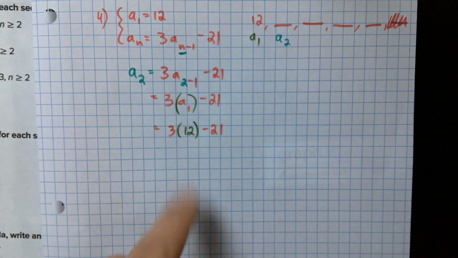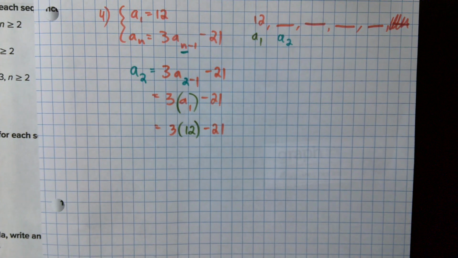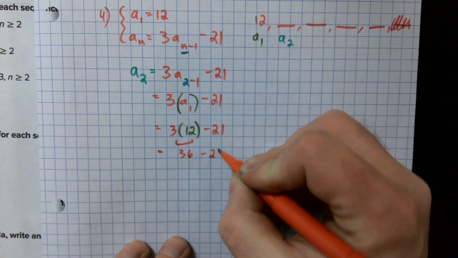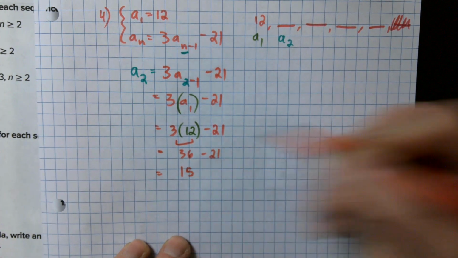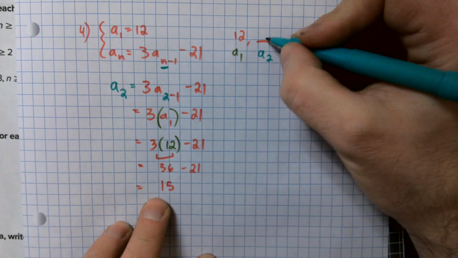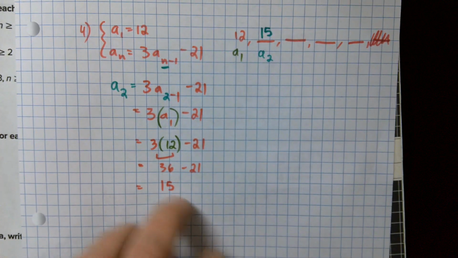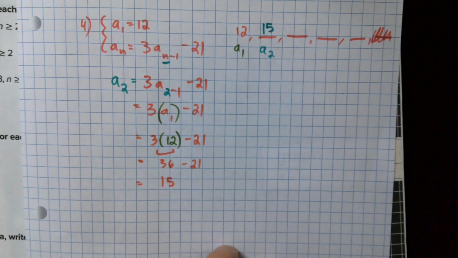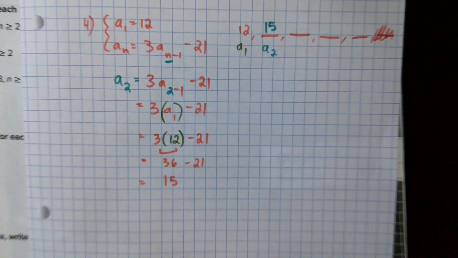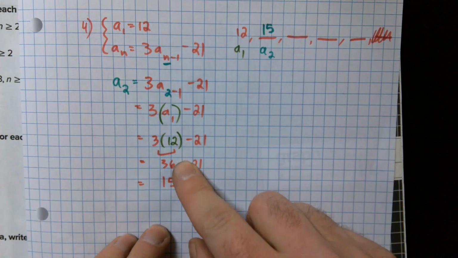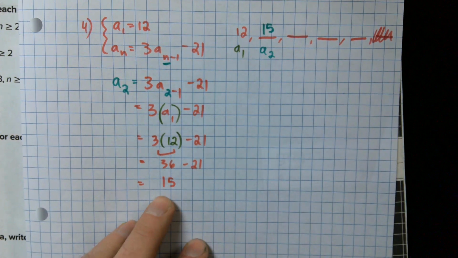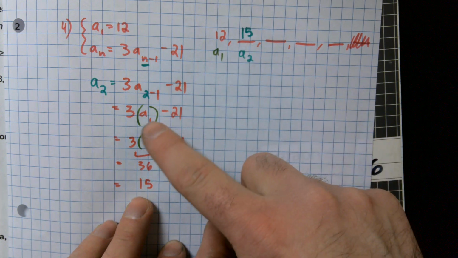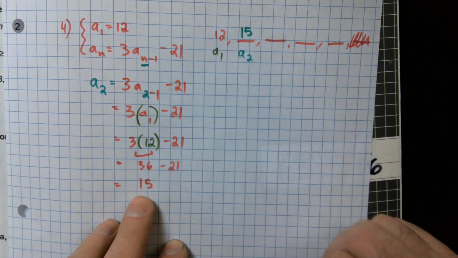Now I'm just evaluating this little expression here. What is 3 times 12? 36. What's 36 minus 21? 15. So a sub 2 is 15. Right? That's mathematically exactly what we're doing. Now we can shortcut this, right? My next term is going to be the previous term times 3 and minus 21.